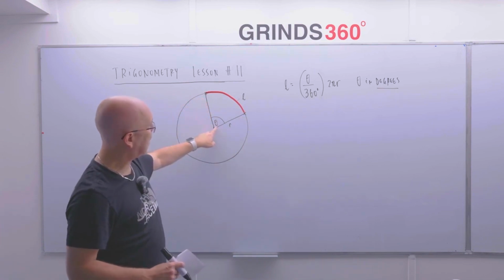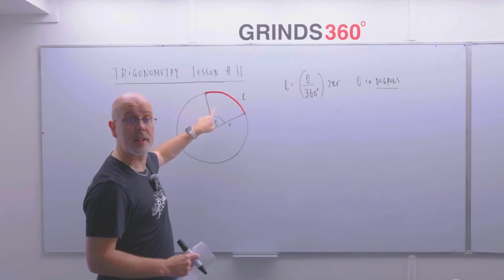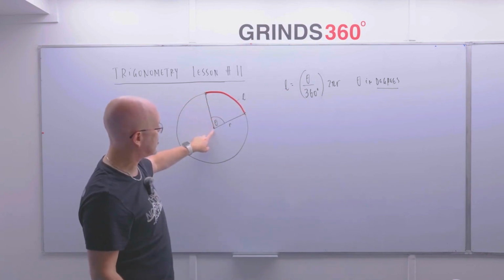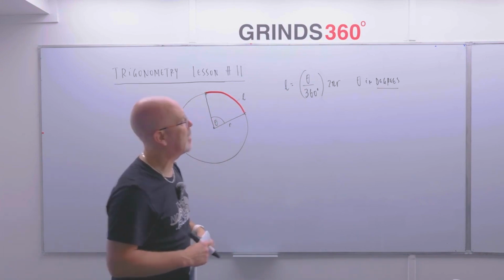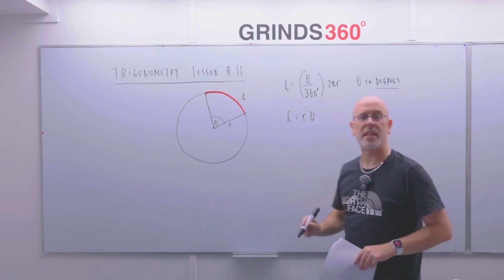By putting this angle theta over 360, we're working out what fraction of a circle this is. So we find the full circumference, and then multiply that by whatever fraction of a circle we're dealing with by putting that angle over 360. So that's one formula if it's in degrees. If it's in radians, remember, it's much simpler. It's just r times theta.